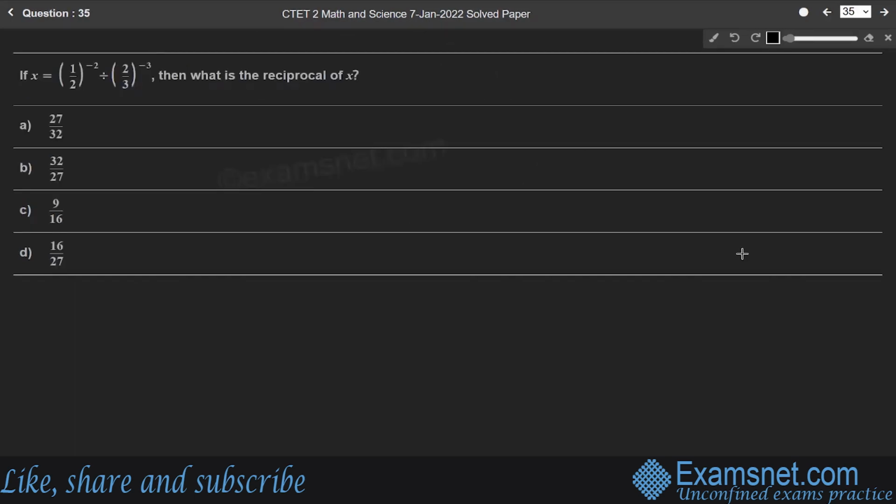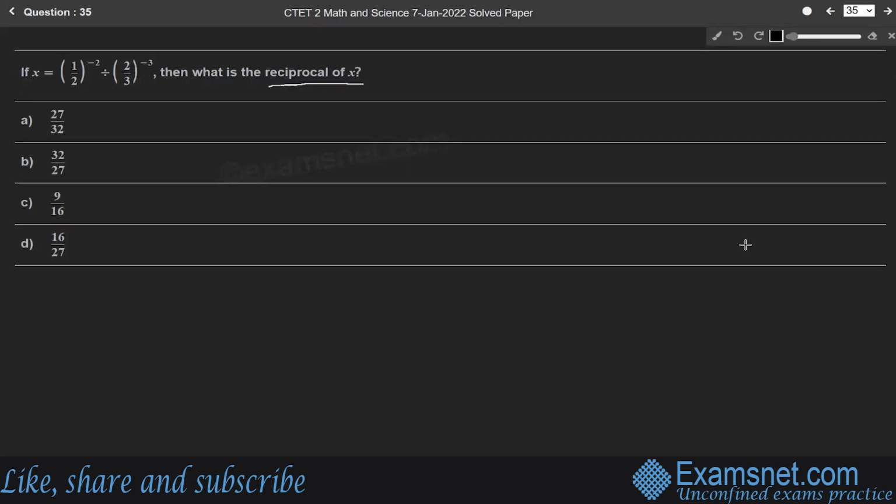Question 35. If x is equal to 1 by 2 to the power of minus 2 divided by 2 by 3 to the power of minus 3, then what is the reciprocal of x? So let us find the value of x first. So here x is equal to 1 by 2 to the power of minus 2 divided by 2 by 3 to the power of minus 3.